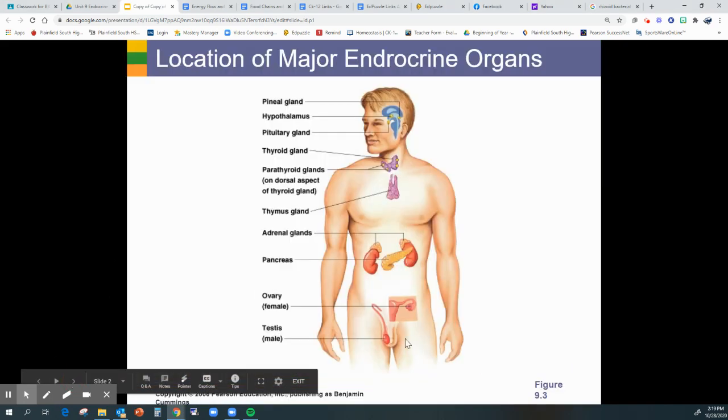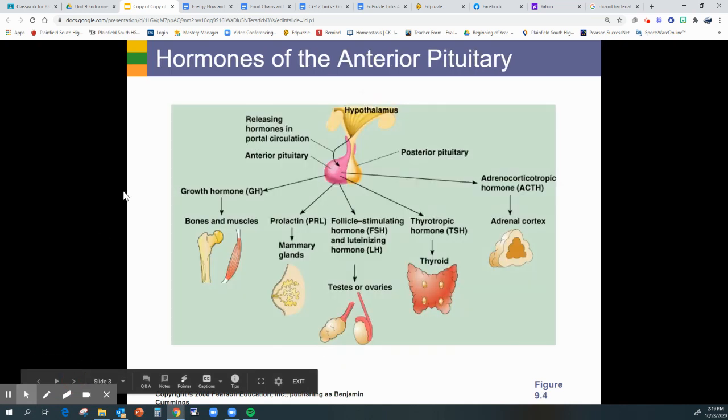All right. So again, this is just an overview of all the major endocrine organs. We're really only talking about these two up here at the very top, the hypothalamus and the pituitary gland, which is associated with the hypothalamus. The hypothalamus and the pituitary gland are responsible for a lot of hormones.